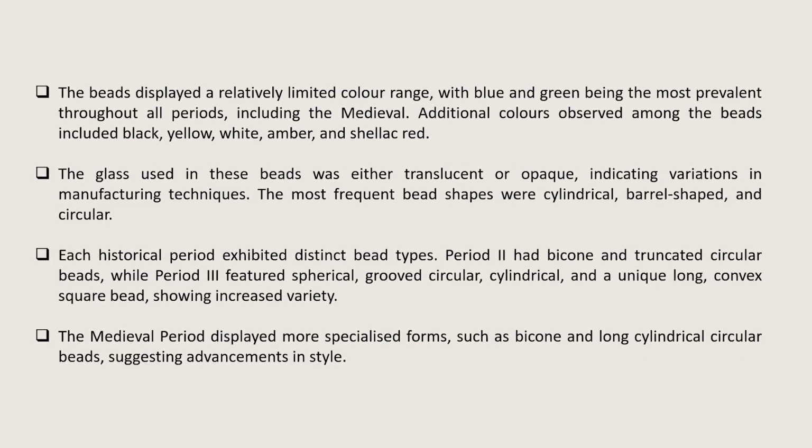The beads display a relatively limited color range, with blue and green being the most prevalent throughout all periods, including the medieval. Additional colors observed among the beads included black, yellow, white, umber and shellac red. The glass used in these beads was either translucent or opaque, indicating variations in manufacturing technique, which is important here. The most frequent bead shapes were cylindrical, barrel shaped and circular.